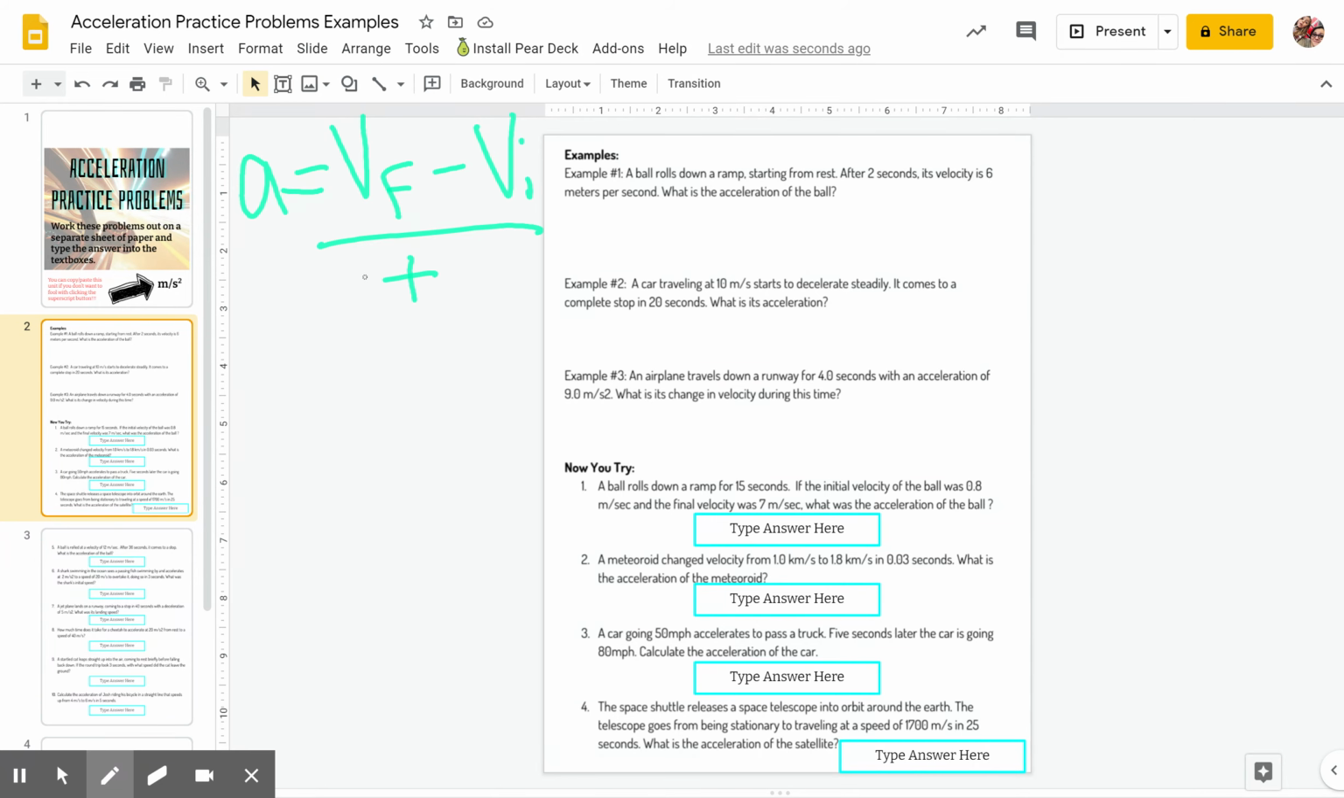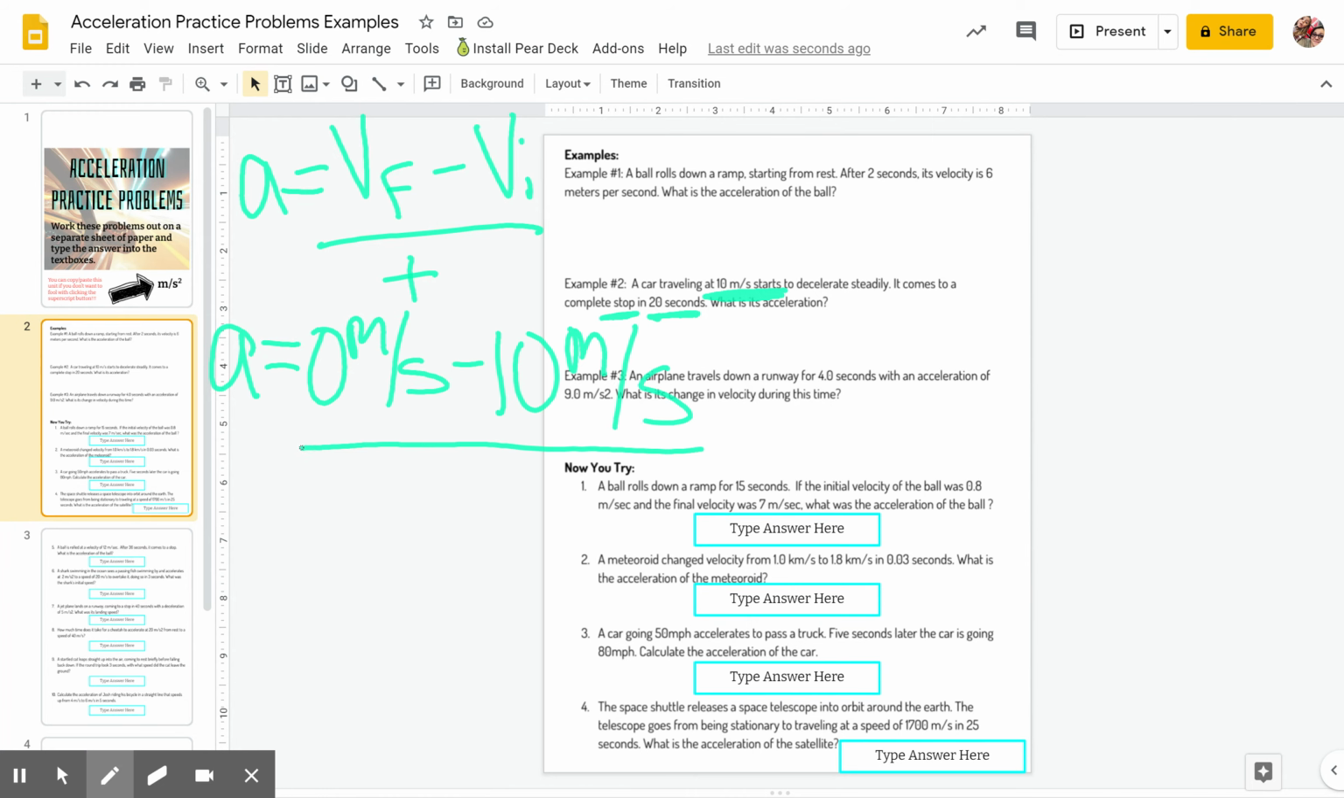So we have, again, 3 pieces of information we're looking for: final velocity, initial velocity, and time. A car was traveling at 10 meters per second, starts to decelerate. So this is the initial velocity. Comes to a complete stop. That would be the final velocity, and the time will be 20 seconds. So we have A equals final velocity was a stop, which would be 0 meters per second minus 10 meters per second divided by time will be 20 seconds. So now I have to do my order of operations.